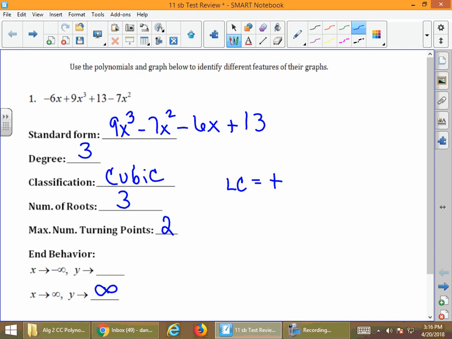This is a cubic function, and to the third power is an odd number. That means that our end behaviors act in opposite directions. So our other direction is when x approaches negative infinity, y is also going to approach negative infinity.